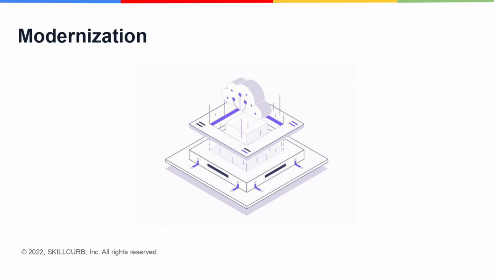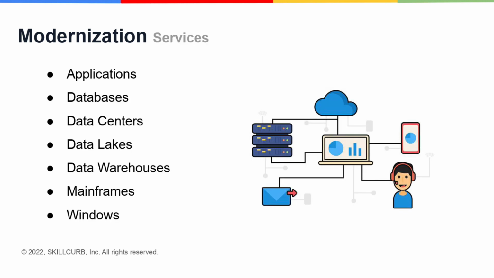Google Cloud Modernization lets you modernize applications, data warehouses, mainframes, and even Windows for improved cost, performance, and scalability. This is a list of some of the resources that the Google Cloud Platform allows you to modernize.